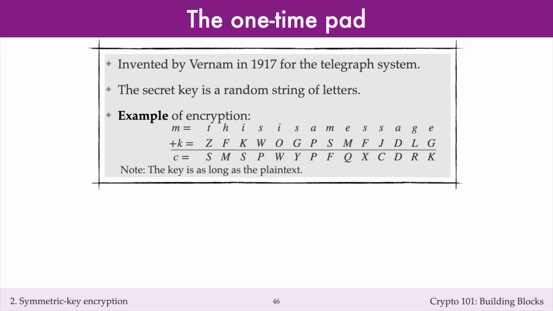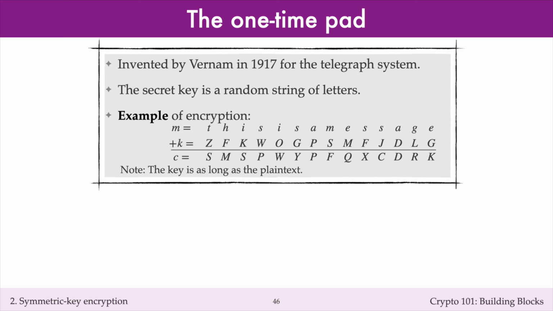Here is an example of encryption. Plaintext is written in English. The secret key is a random string of letters of the same length as the plaintext. Encryption is addition of plaintext letters and key letters, one letter at a time, to get ciphertext letters. Decryption is subtracting key letters from ciphertext to get the plaintext.